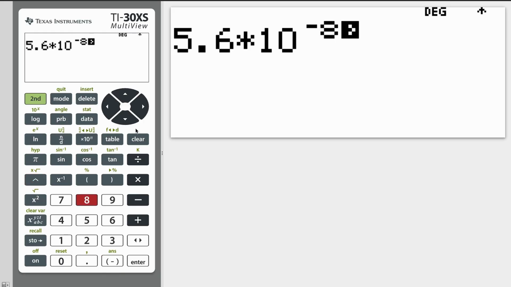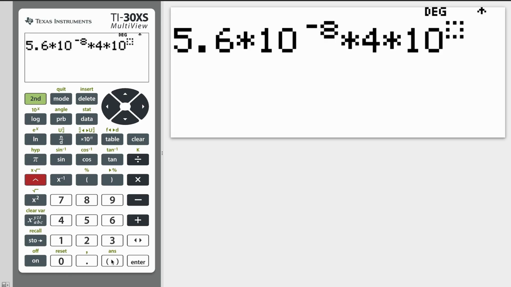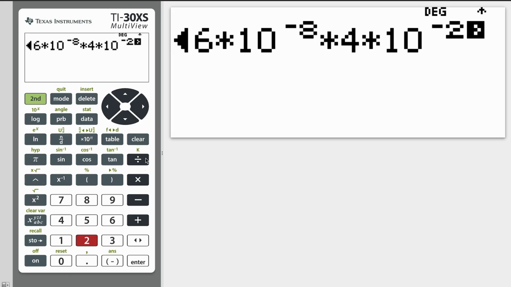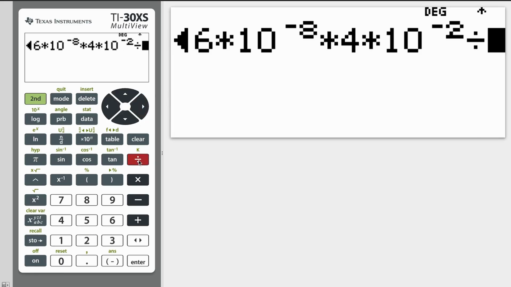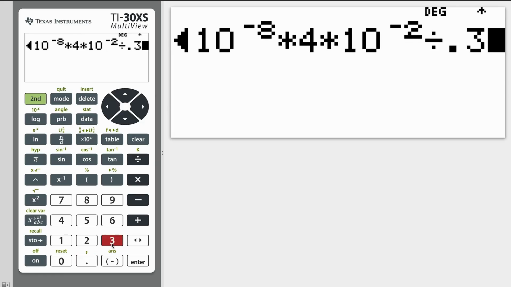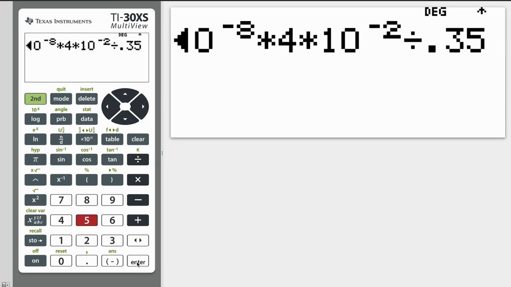And it's important that I don't keep writing. If I keep writing everything after that, it will come right next to the exponent. And I don't want that. I want to move out using the arrows like this. And then perform the multiplication by 4 multiplied by 10 raised to the power of negative 2. And I will still need to move my entire operation out to this location. And without using parentheses, I will perform a division by the decimal 0.35.